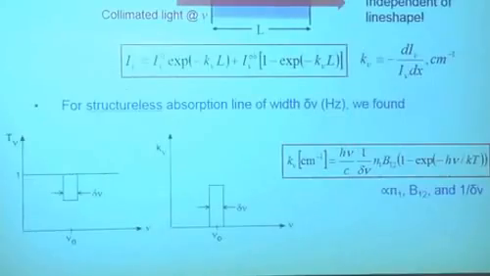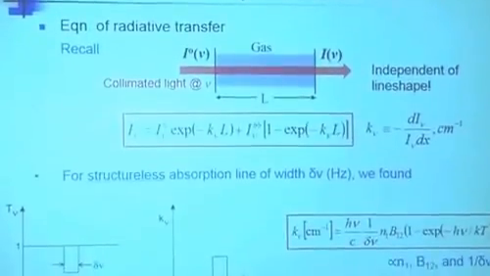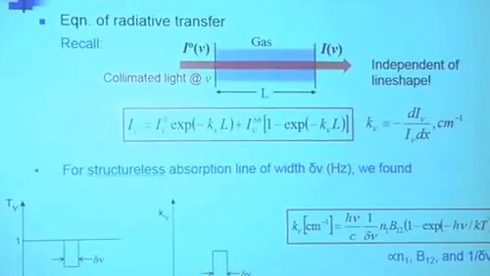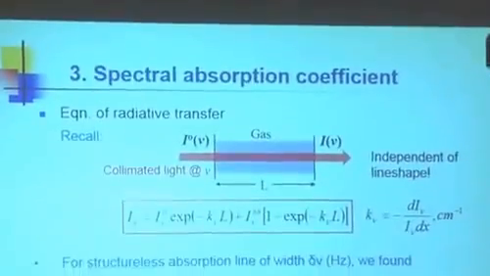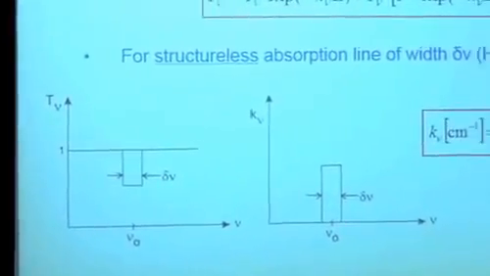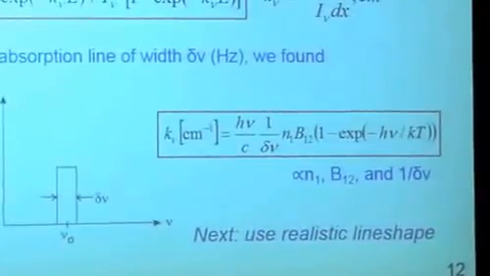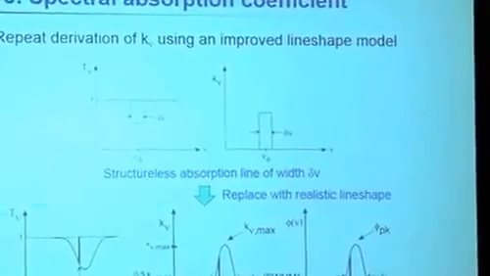So now we'll go back to our original equation. That's the integrated form of the equation of radiative transfer. We're going to apply it to, here's what we did before. We had a boxcar line width. This was our result. Now we're going to go to a realistic line shape. We're going to replace this with this.